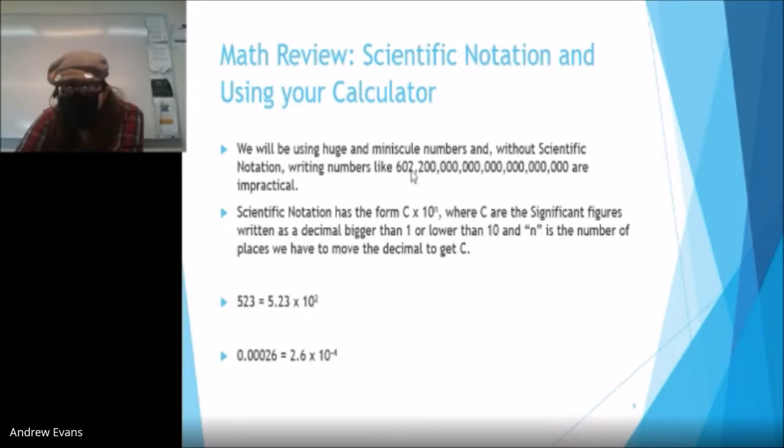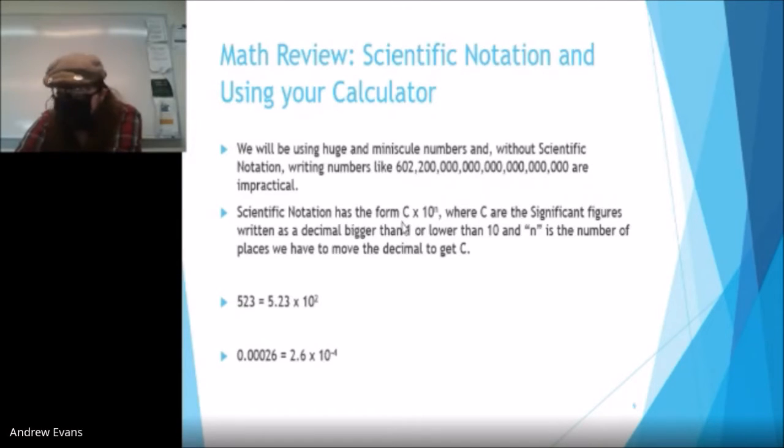Otherwise, you read this number, 602 sextillion, 200 quintillion, is really impractical to write. You miss a 0 and your answer goes wrong. It's like there's literally 6 with 23 digits after it. 6.022 times 10 to the 23rd.